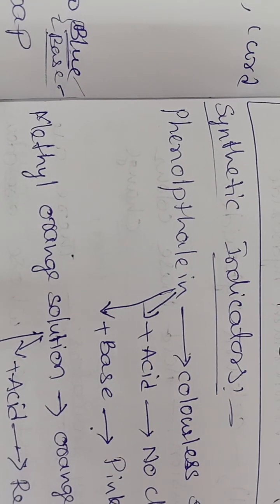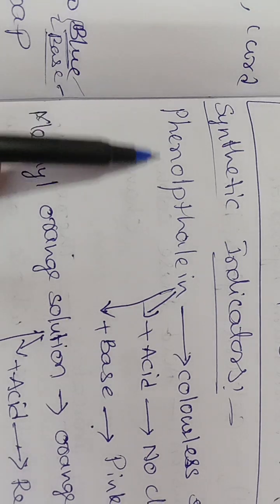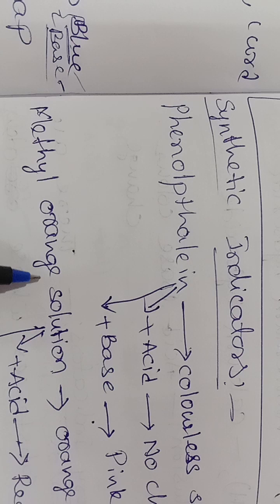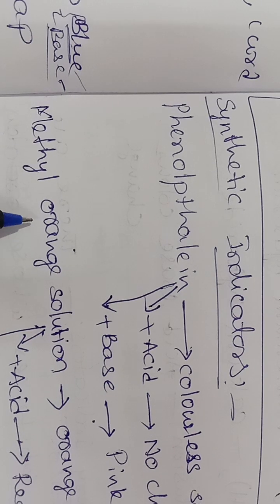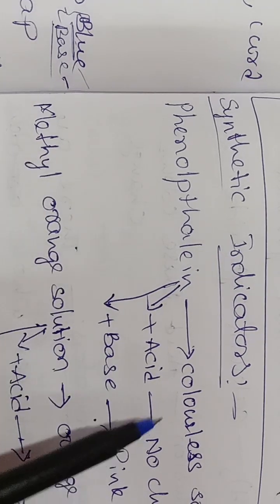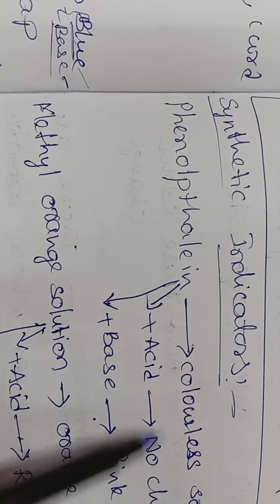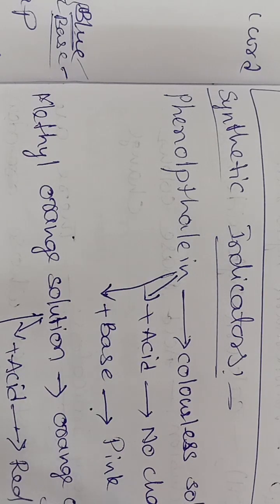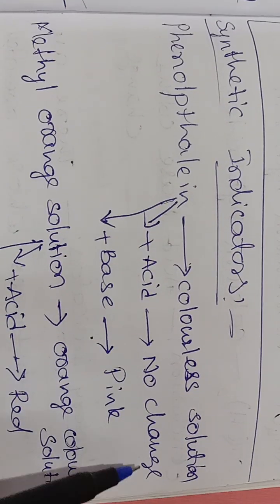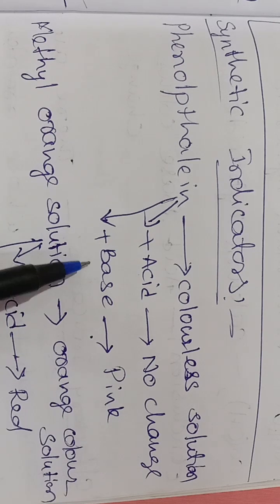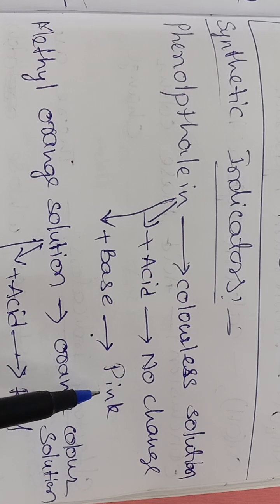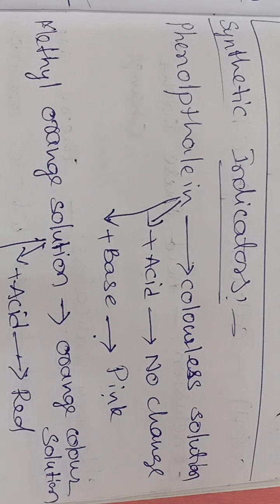Synthetic indicators are prepared in the lab. First one is phenolphthalein and the other is methyl orange solution. These are the synthetic indicators we generally use. Phenolphthalein's original color is a colorless solution. When you add phenolphthalein to acid, there is no change in color. If you add phenolphthalein to base, it turns pink, which indicates it's a base solution.